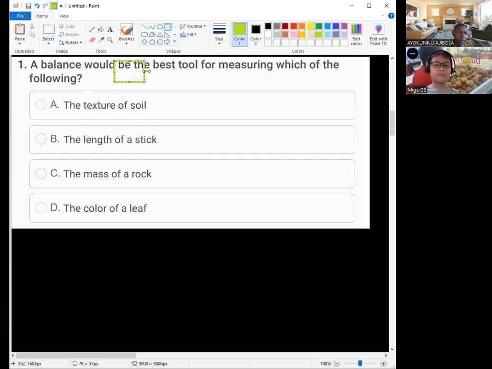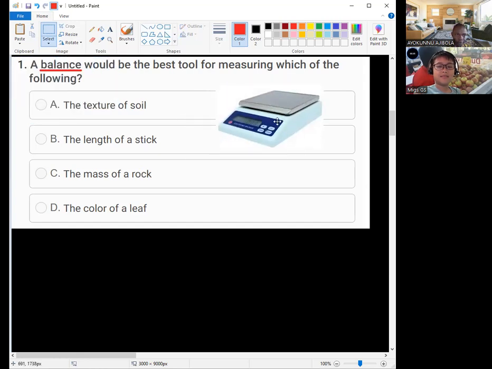Now, do you know the meaning of this word, balance? Do you know what a balance is? No? Okay. If you know the meaning, that is when you can answer the question. So let us get into the meaning of balance. I'm going to bring up the picture of a balance so that you will have an idea of what the question is asking you to do. So look at this. This is a balance.